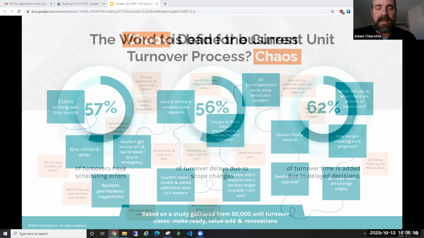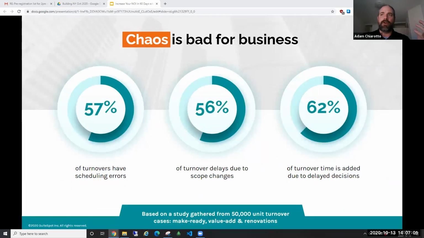And we actually did a study using over 50,000 units that have been run through our unit turnover platform. And we found that there are a few key areas that contribute to these delays. Number one, scheduling errors. Now, this doesn't necessarily mean that I scheduled the painting for a plumber. I'm not talking about that kind of stuff. But if you don't make sure that there's somebody working in the unit every day until that unit gets turned, every day that unit sits empty, you're losing rent, right?